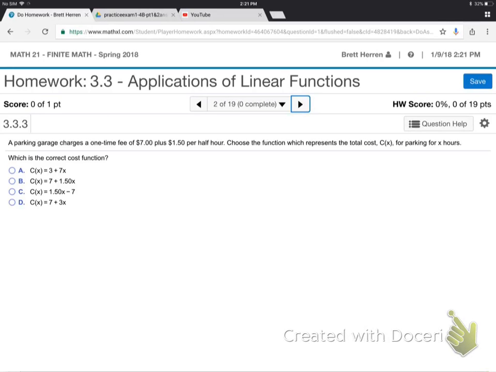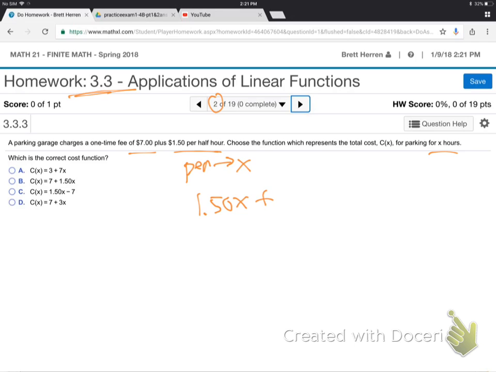Number 2. So you see I'm on question number 2, section 3.3. This is exactly what you'll see in the homework. A parking garage charges a one-time fee of $7 plus $1.50 per half hour, and X is the number of hours. Same thing as the last one, huh? Have you noticed that the per always goes with the X? So that's going to be the rate times the X.